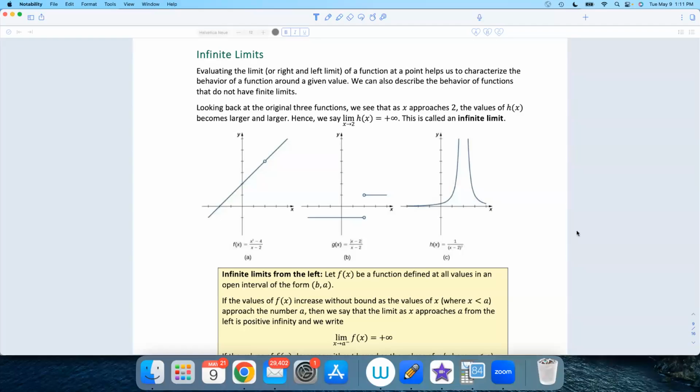Okay, let's talk about infinite limits. Now, I want you to keep in mind here that the definition of a limit is that as x gets closer and closer to some x value a, then your y values f of x get closer and closer to some real number L. So when we say we have an infinite limit, it's not really a limit because you can't get closer to infinity. That doesn't really make any sense.